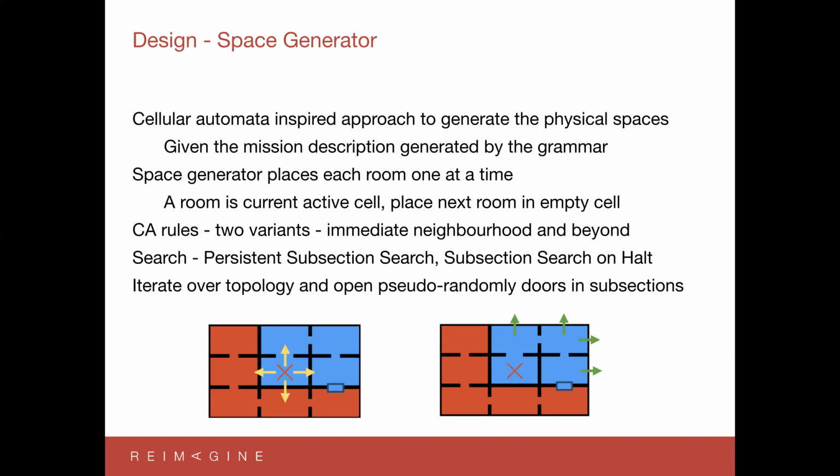We use two variants of the rules. In the first variant, only the immediate neighborhood is considered. In the second, we search in a randomly selected direction branching from the current section. We call this a subsection search, and it allows the space to appear as though it is growing around a natural cluster. We test two search approaches, a persistent subsection search that always uses the subsection search, and a subsection search on halt that uses the subsection search when the local search fails.